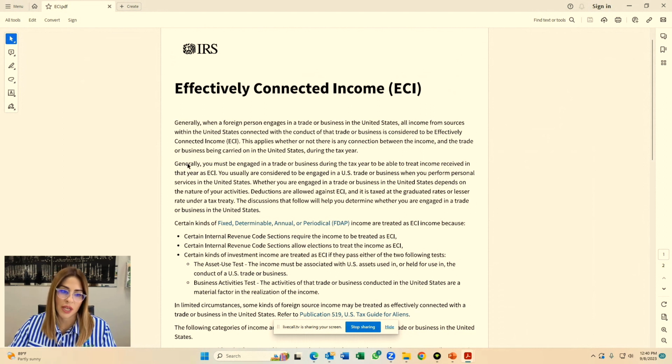Effectively connected income. Let's read this one here. This is good. Generally, you must be engaged in a trade or business during the tax year to be able to treat your income received in that year as ECI. Okay. And this is preferred. You want your income to be considered ECI as much as possible, because then the 30% tax rate isn't at play.